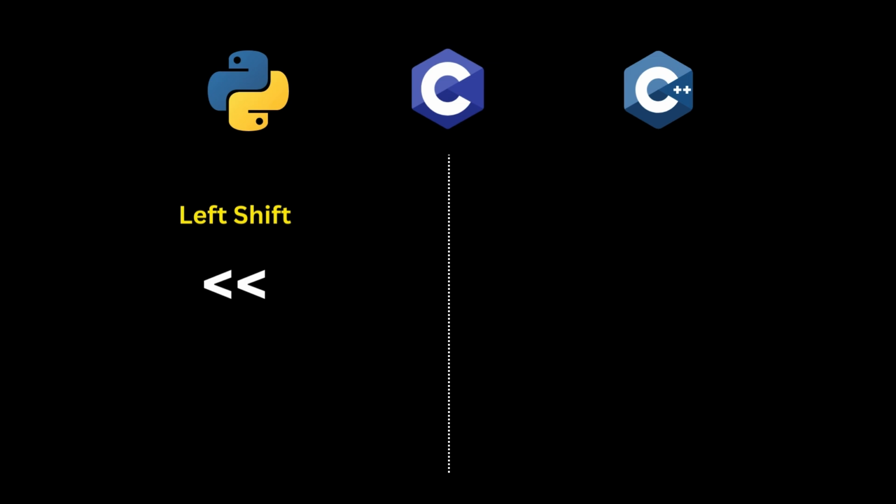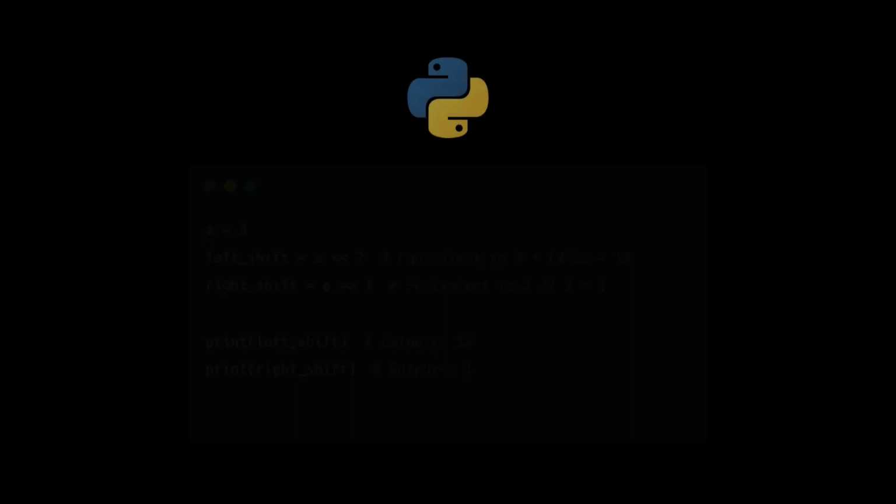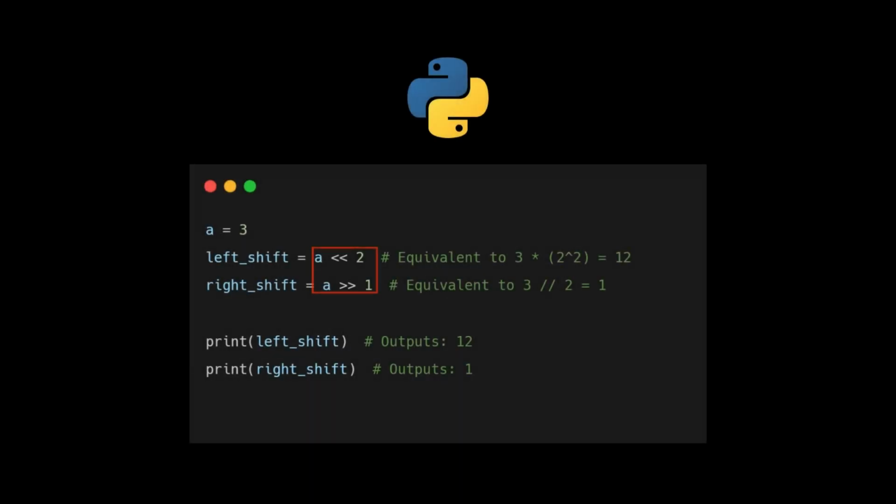In Python and languages like C or C++, shifting is done with the operators double less than sign, which is left shift, and double greater than sign, which is right shift. These operators multiply or divide by powers of 2, respectively. Here's how you can shift bits in Python.